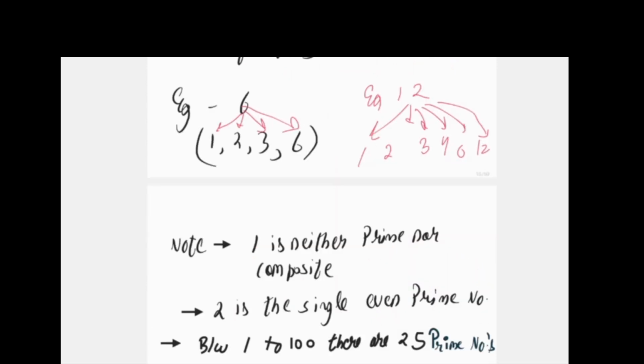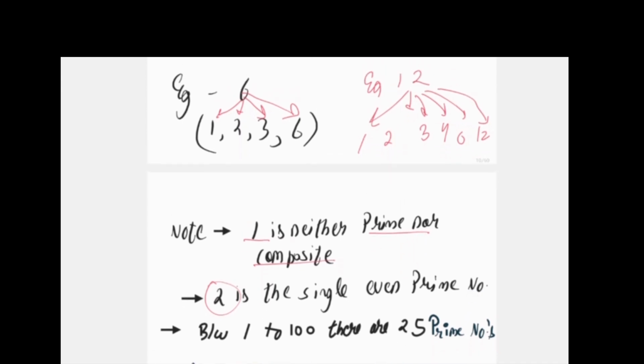Now some important points. 1 is neither a prime number nor a composite number, and 2 is the only even prime number. Other than 2 there is no even prime number. Between 1 and 100 there are 25 prime numbers.